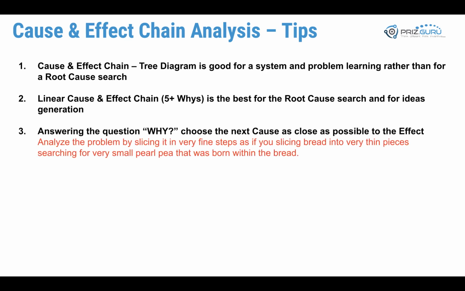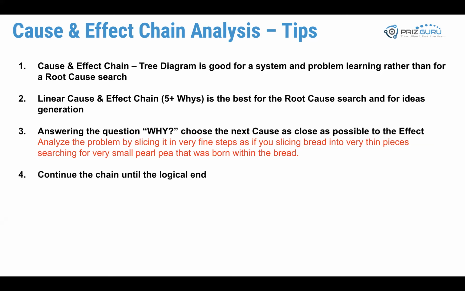Now, answering the question why, and we'll dive into some of the examples there. It's very important to be very detailed. If we're jumping over several reasons, then we can miss a lot of details, right? So think about it like slicing a bread and trying to find something in that piece of bread, like a pea or a pearl inside of that bread. This is how you find it. You need to slice it as thin as possible.